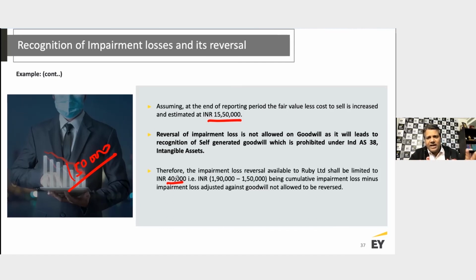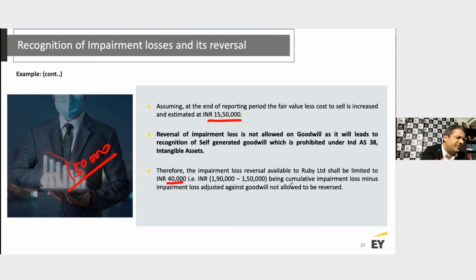Otherwise, there was no other information that there was an impairment loss which I have recorded under Ind AS 36, right? There was no other impairment recorded here. There was normal depreciation and other charges which were levied. So the total loss was 1,90,000, but even though it's now fully recoverable, it was allocable to goodwill, and goodwill once charged off, you're not allowed to write it back. So the only thing you can write back here is 40,000, right?